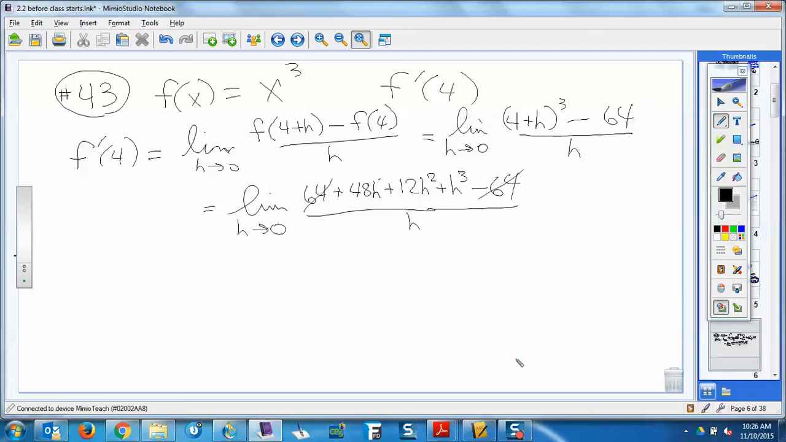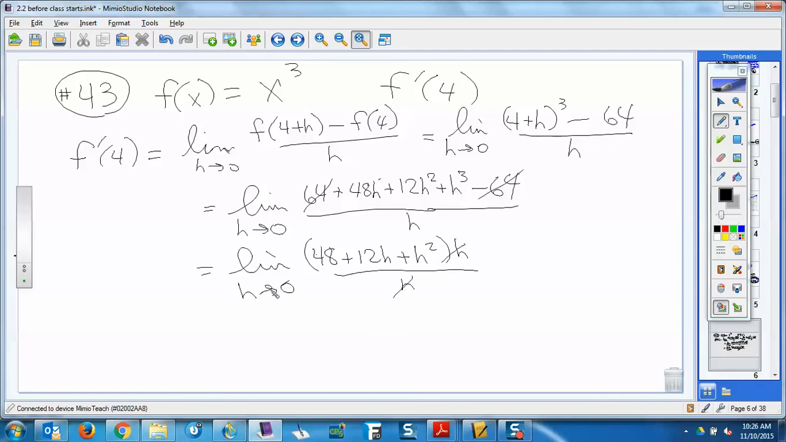The 64s cancel. Okay? And that's a good thing. And so we get the limit as h approaches 0. What's left is this right here. We can do what with that? Take out an h, or we can just divide each of those by h. That works too. So it's 48 plus 12h plus h squared is what we end up with, right? If we factor out an h, we can do it that way too. Factor out an h, all divided by h, but then the h is canceled, so it's the same idea.